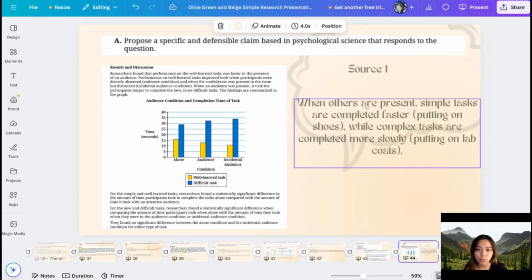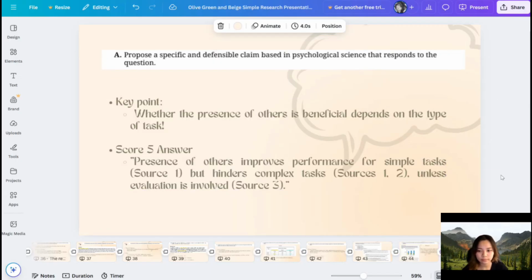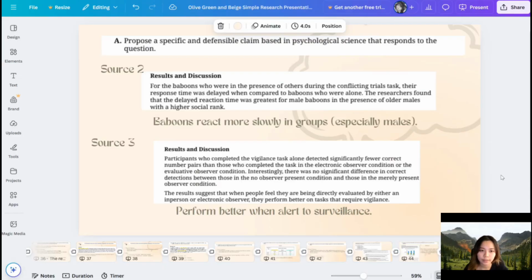First of all, source 1. It's about when others are present, simple tasks are completed faster, for example putting on shoes, while complex tasks are completed more slowly, for example putting on lab coats. Source 2 is baboons react more slowly in groups, especially males. Source 3, people perform better when alert to surveillance.